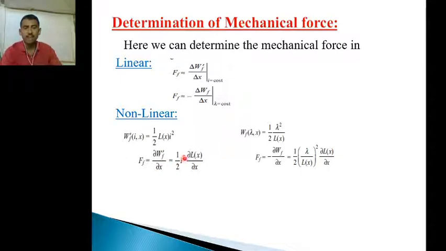Then what we get? Half I squared, dou lambda dou L of x by dou x. And similarly for the co-energy, we can derive with respect to x, but this is a function of lambda, so we can represent this function in terms of lambda: half lambda squared by L of x. By differentiating this one, we get half lambda squared, dou L of x by dou x.